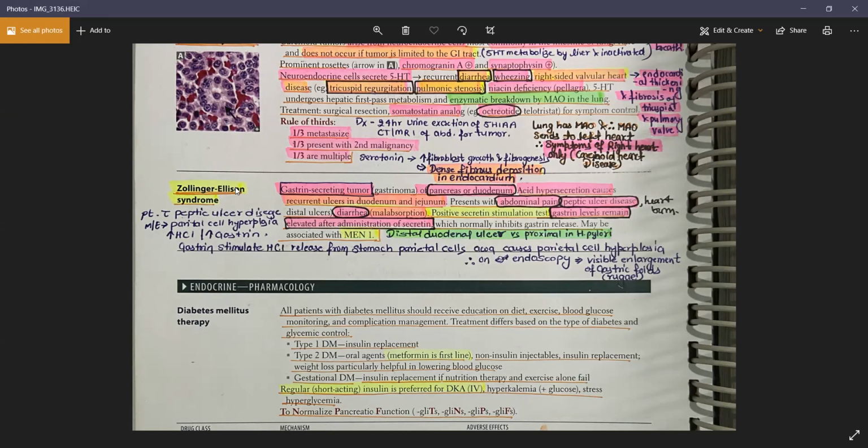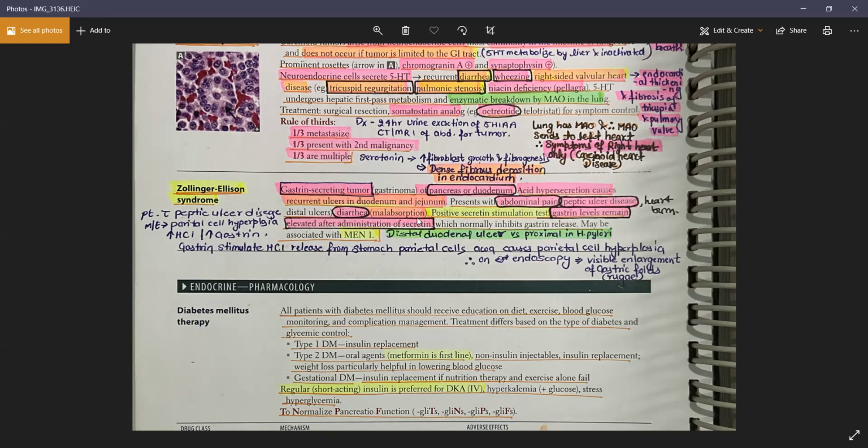Okay. So because you have duodenum and jejunum ulcers, it will present as abdominal pain. It will present as heartburn. Okay, it will be just like peptic ulcer disease. You will have abdominal pain. You will have heartburn. Okay, you will have diarrhea because of the malabsorption. Okay, and sometimes the ulcers can also cause bleeding. Because of the bleeding, you can have a GI hemorrhage.